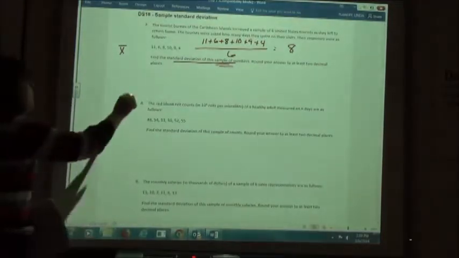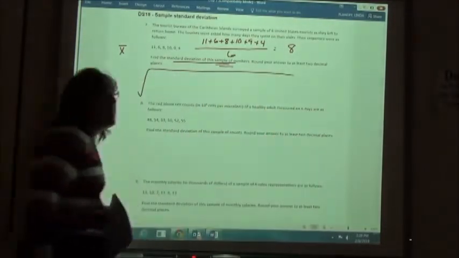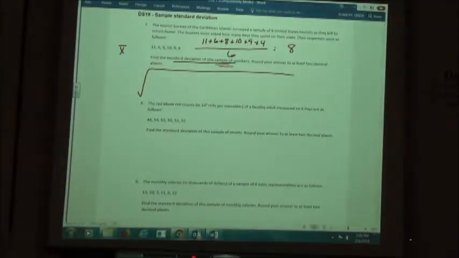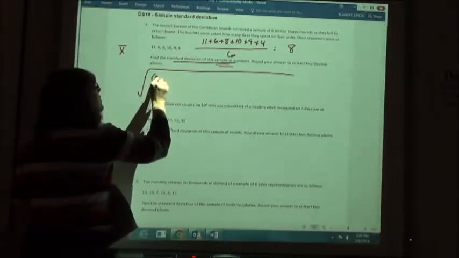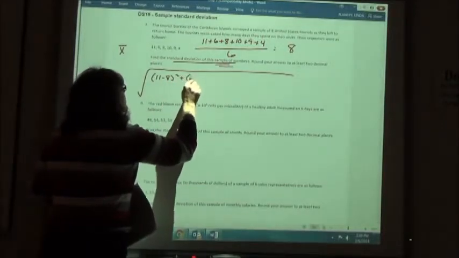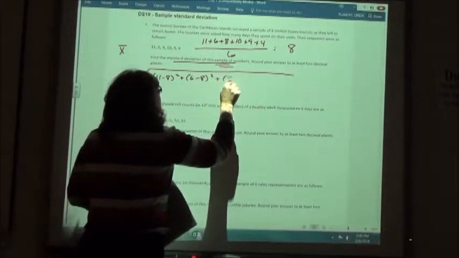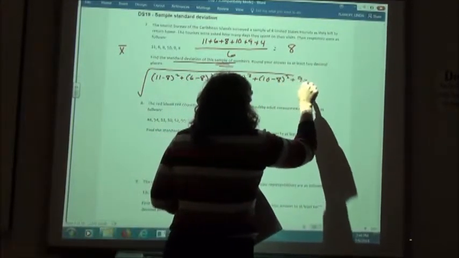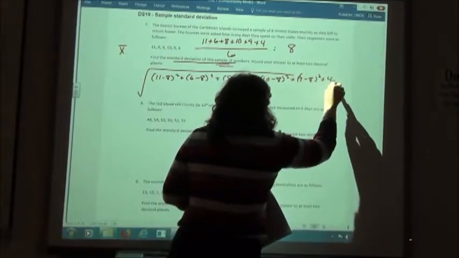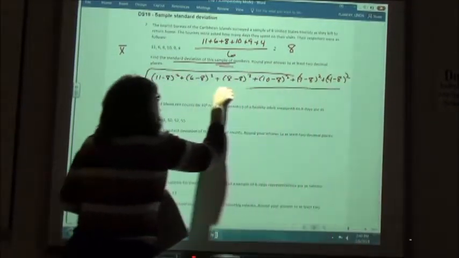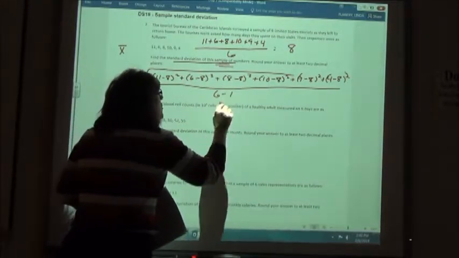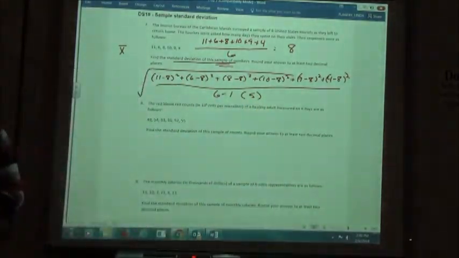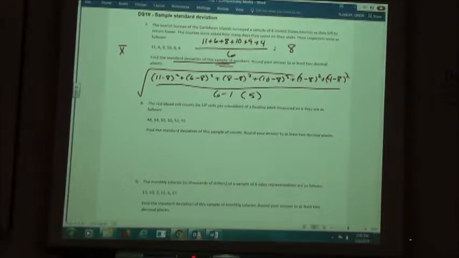Now our formula is going to look pretty much the same, except the bottom number is going to be n minus 1, the number of things minus 1. So in this case, we're going to do 11 minus 8 squared plus 6 minus 8 squared plus 8 minus 8 squared plus 10 minus 8 squared plus 9 minus 8 squared plus our 4 minus 8 squared. Instead of dividing it by 6, we're going to do 6 minus 1, which we know is 5. So that's the only difference between the population standard deviation formula and the sample standard deviation formula.